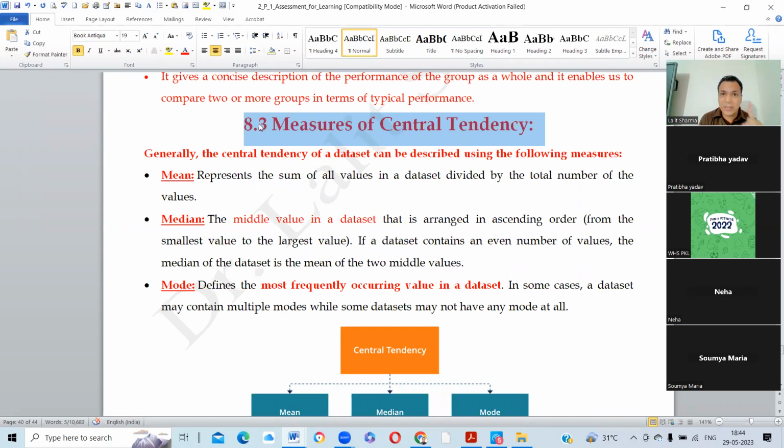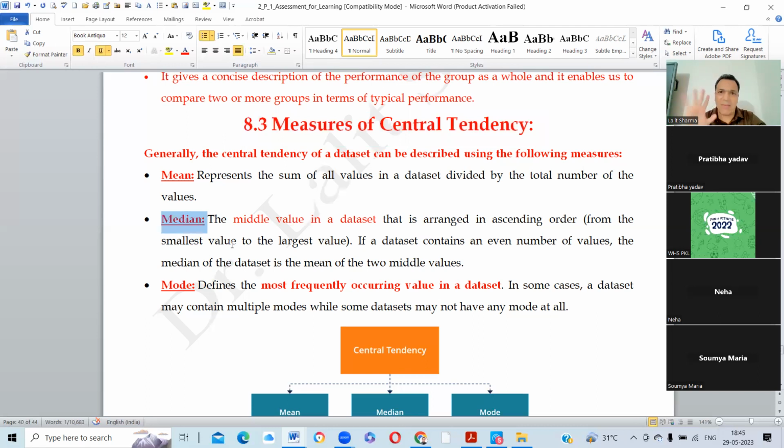Now one theoretical question you have to learn. Okay, already I have told you. So what is mean, what is median, what is mode? They are all talking about averages, but guys, here you have to remember, if you want the exact average, then you use the median.